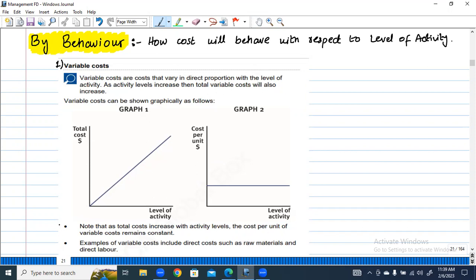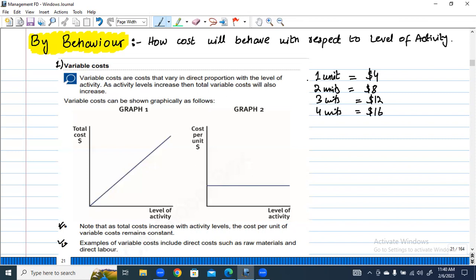Now there are two important points mentioned here. The total cost increases with activity levels. The cost per unit for variable cost remains constant. So it's important to understand that the variable cost in total will increase, but per unit it will remain the same. For example, for making 1 unit, you are incurring a cost of $4. So for 2 units, the cost will be $8. For 3 units, cost will be $12. For 4 units, cost will be $16.